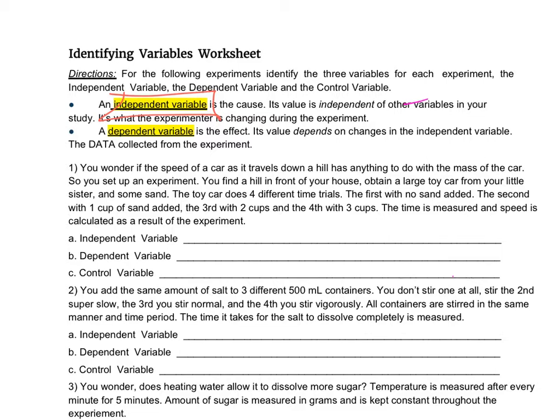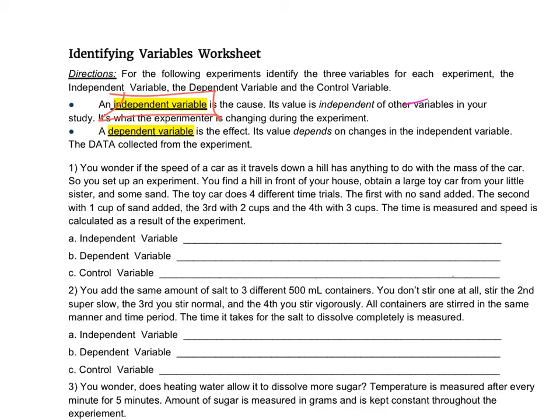So on the first one, it says, you wonder if the speed of a car as it travels down a hill has anything to do with the mass. So that pondering would be considered our question or problem, what we actually want to solve. So you set up an experiment. You find a hill in front of your house, obtain a large toy car from your little sister and some sand. The toy car does 4 different time trials. The first with no sand, the second with 1 cup, the third with 2 cups, and the fourth with 3 cups. The time is measured and the speed is calculated as a result of the experiment.